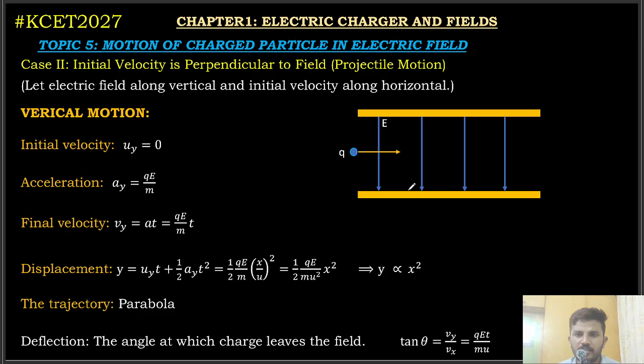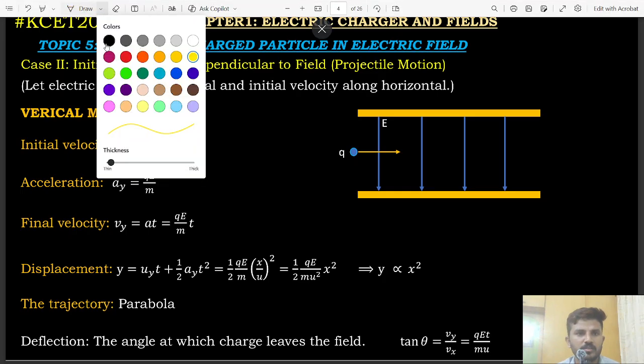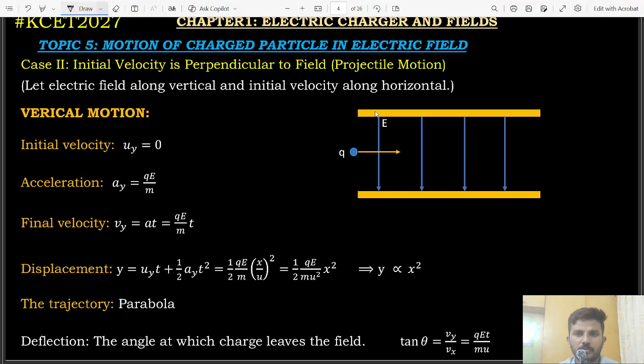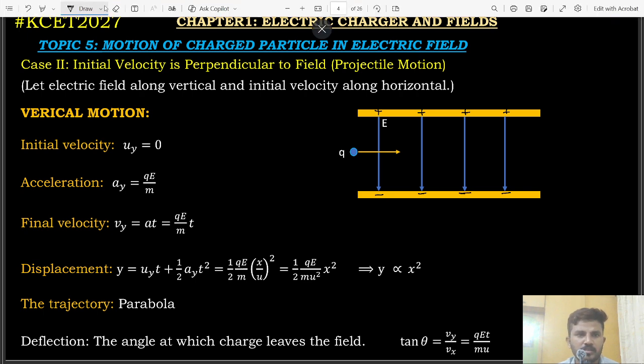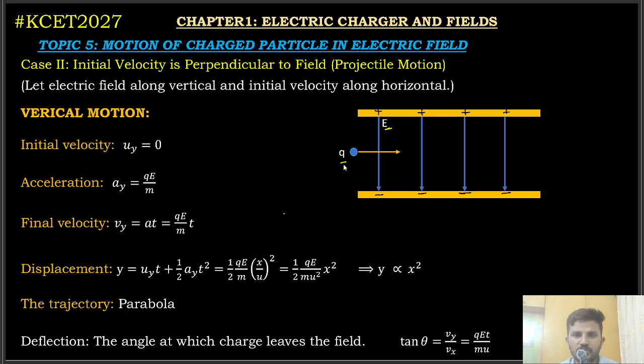If we study that, I will take one more page. Initial velocity is perpendicular to the field. Here let us discuss the vertical motion. Since positive charge is given to the upper plate and negative potential is given to the lower plate, the electric field will be downwards, and the charge with velocity u is in this direction.